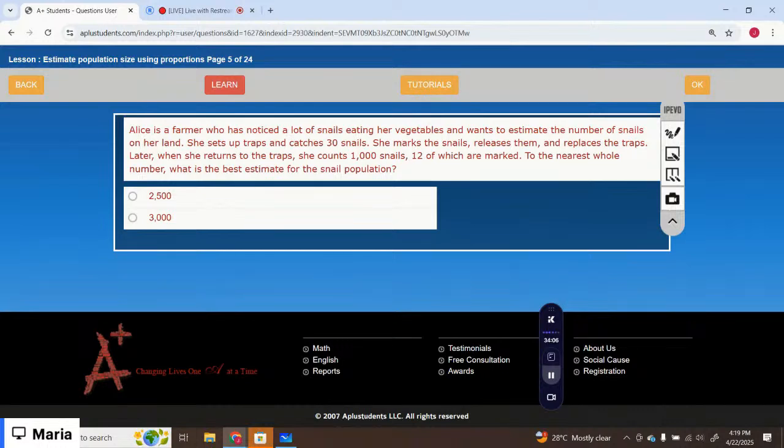Alice is a farmer who has noticed a lot of snails eating her vegetables and wants to estimate the number of snails on her land. She sets up traps and catches 30 snails. She marks the snails, releases them, and replaces the traps. Later, when she returns to the trap, she counted 1,000 snails, 12 of which are marked. To the nearest whole number, what is the best estimate for the snail population?